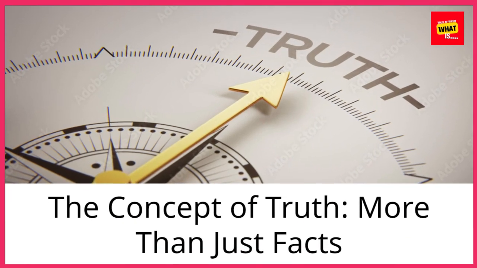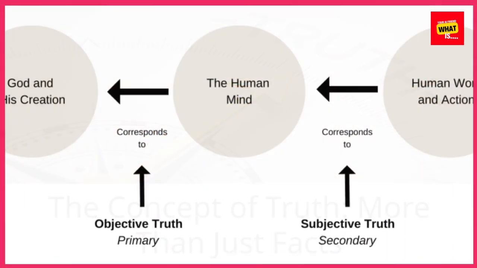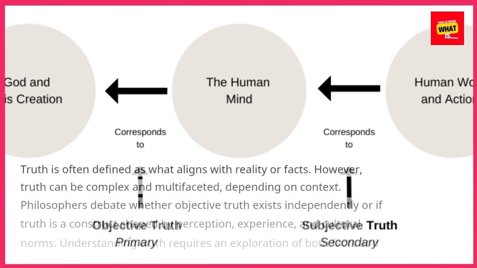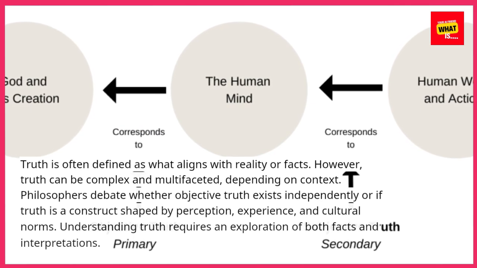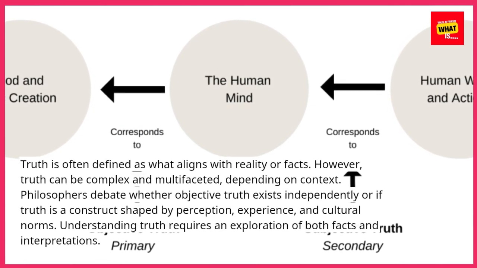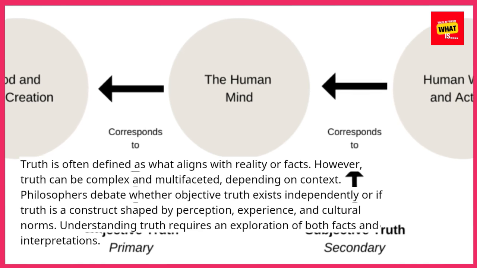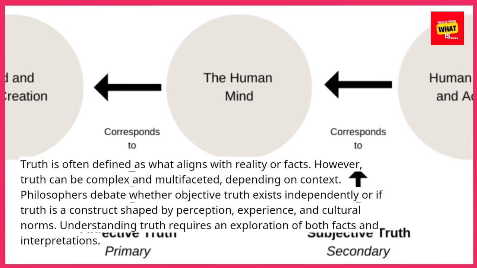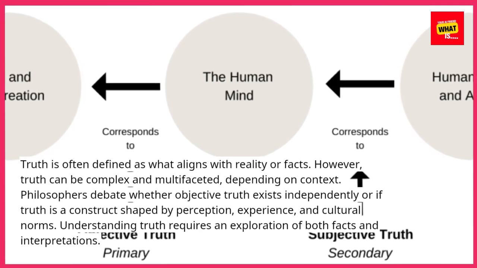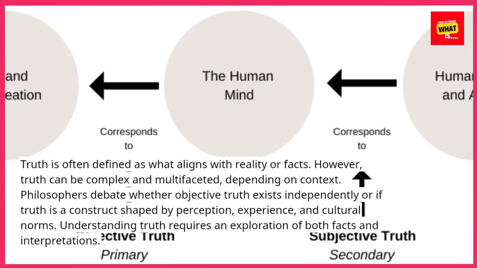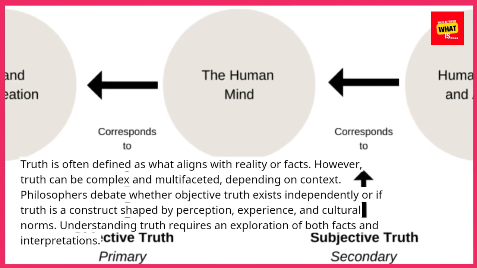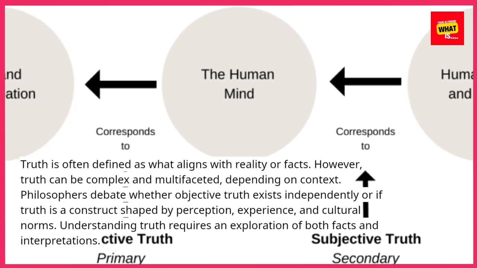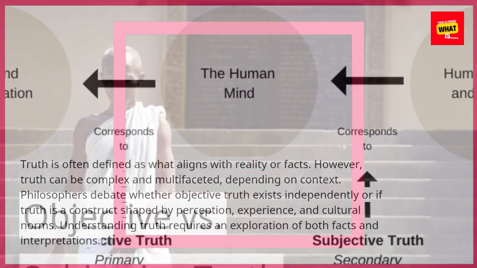The concept of truth. More than just facts. Truth is often defined as what aligns with reality or facts. However, truth can be complex and multifaceted, depending on context. Philosophers debate whether objective truth exists independently or if truth is a construct shaped by perception, experience, and cultural norms. Understanding truth requires an exploration of both facts and interpretations.